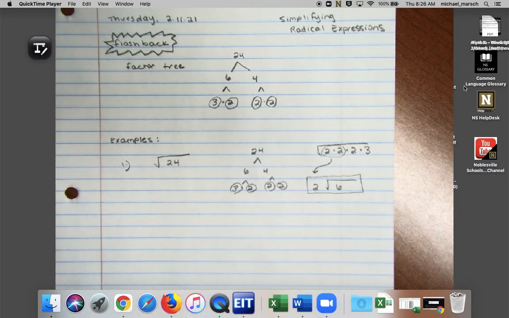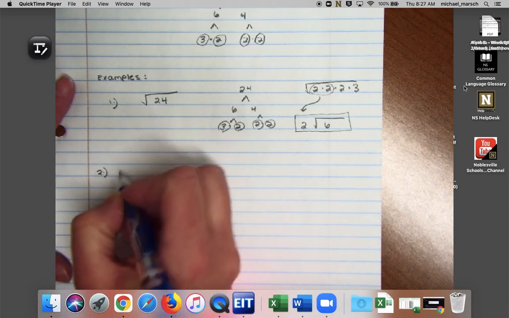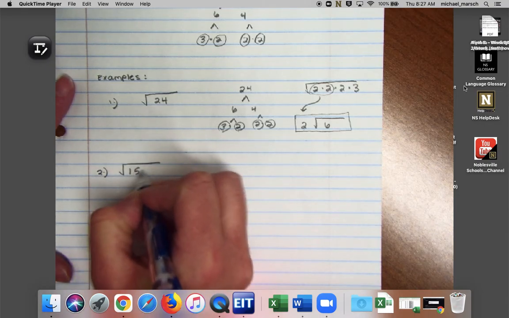Okay, so I know that seems a little vague. Let's keep practicing. Let's do another example. We are going to simplify the square root of 150.